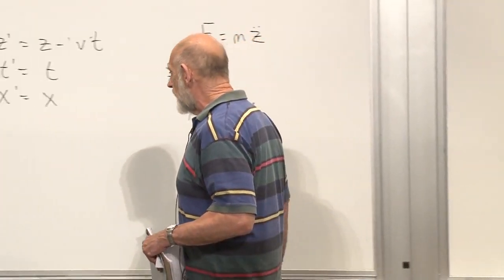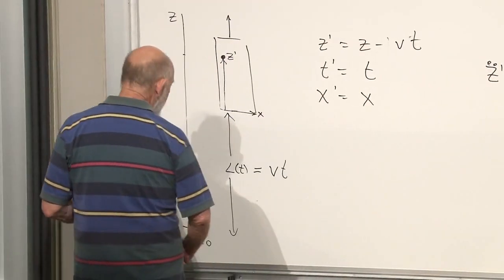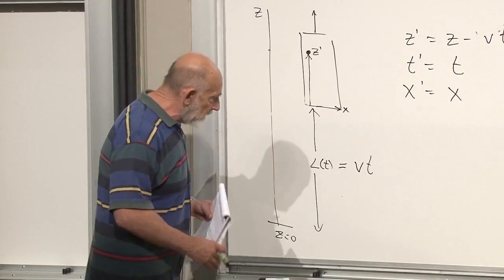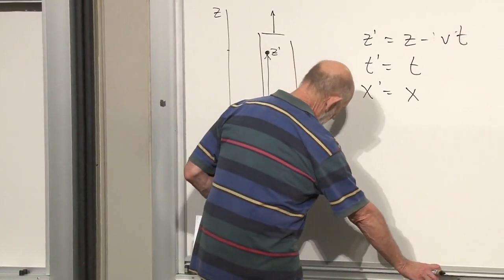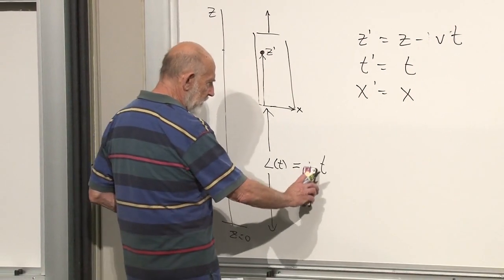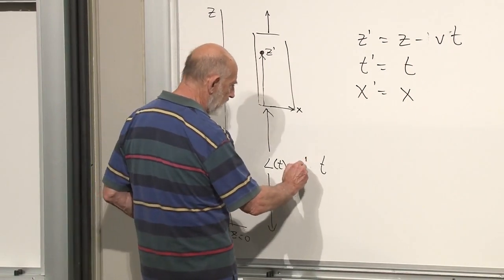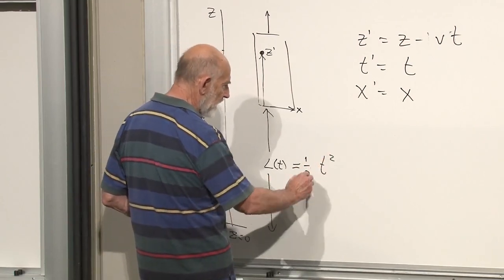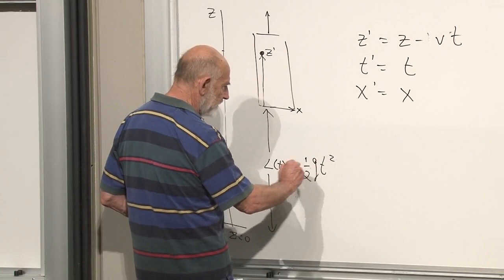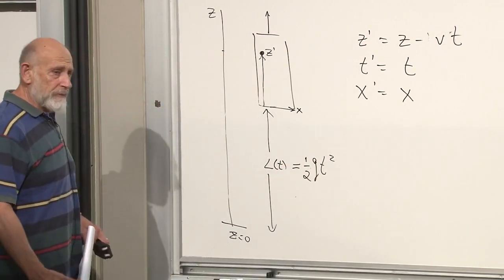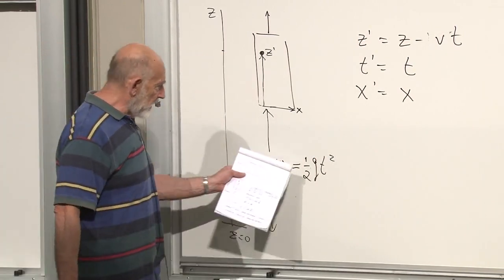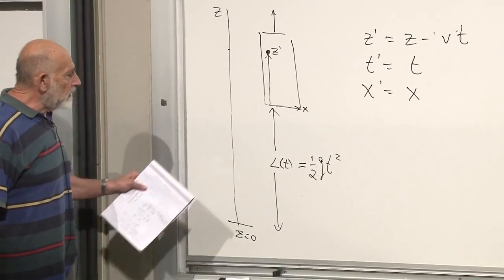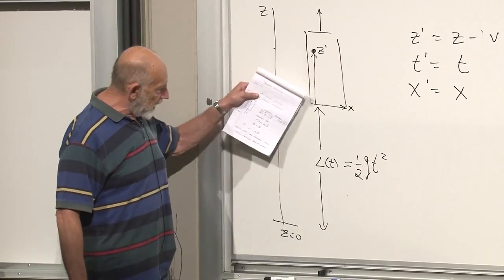Now let's go to an accelerated reference frame. An accelerated reference frame, L of t, will be increasing in an accelerated way. And so an accelerated way would be to put here 1/2 the acceleration times t squared, and let's call the acceleration g, little g, for obvious reasons. If you don't know what the obvious reason is, you'll find out in a minute. All right, now this is a uniform acceleration.